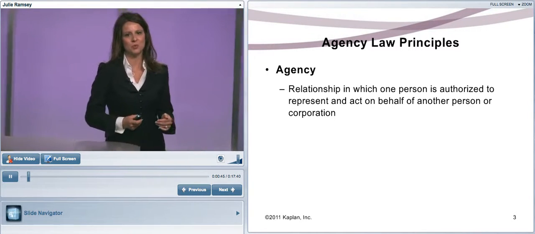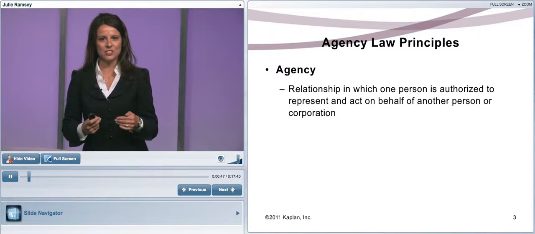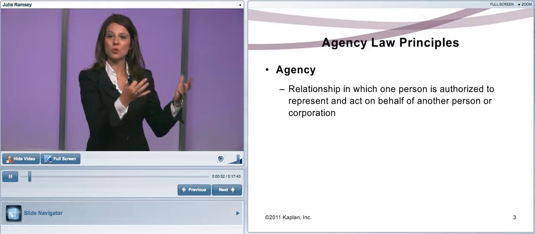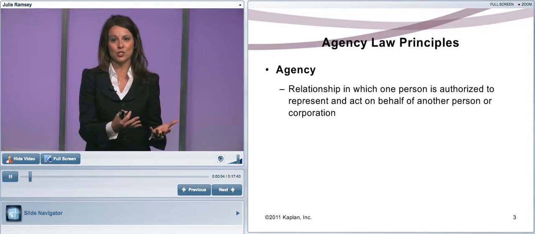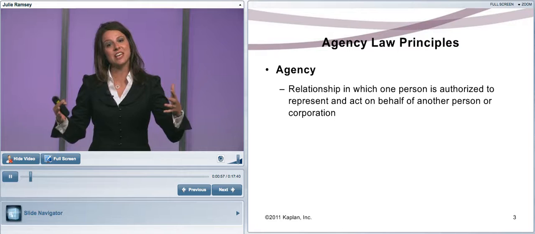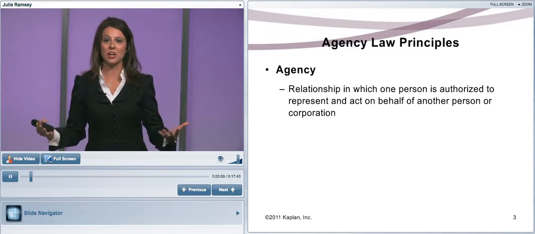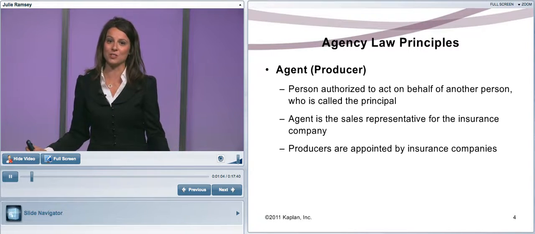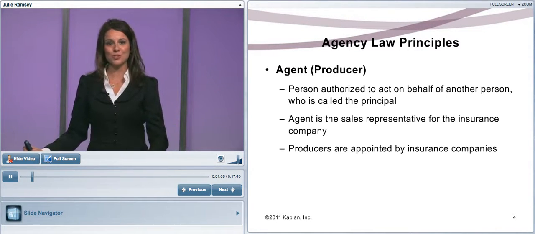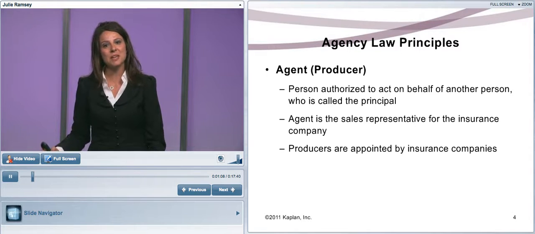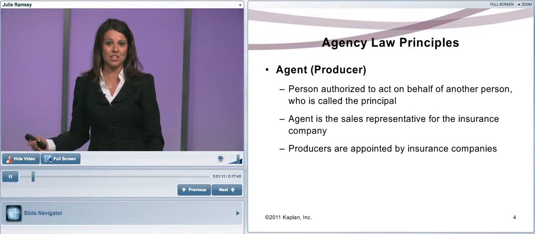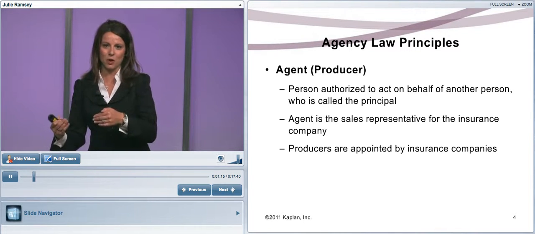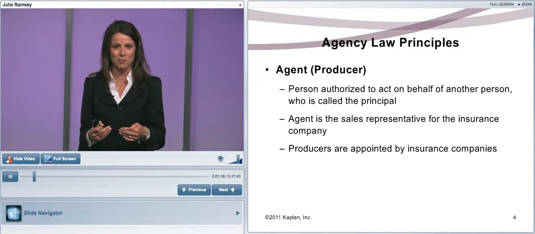Agency law principles. First, let's talk about an agency. An agent represents an insurance company, and they have what's created an agency. Several insurance companies have several agencies, and together they represent the one big home office, that insurance company. Now, the agent is also known as the producer. Agent and producer are the same thing, but they act on behalf of an insurance company. The insurance company is known as the principal. The agent is basically the sales rep for that principal, for that insurance company.